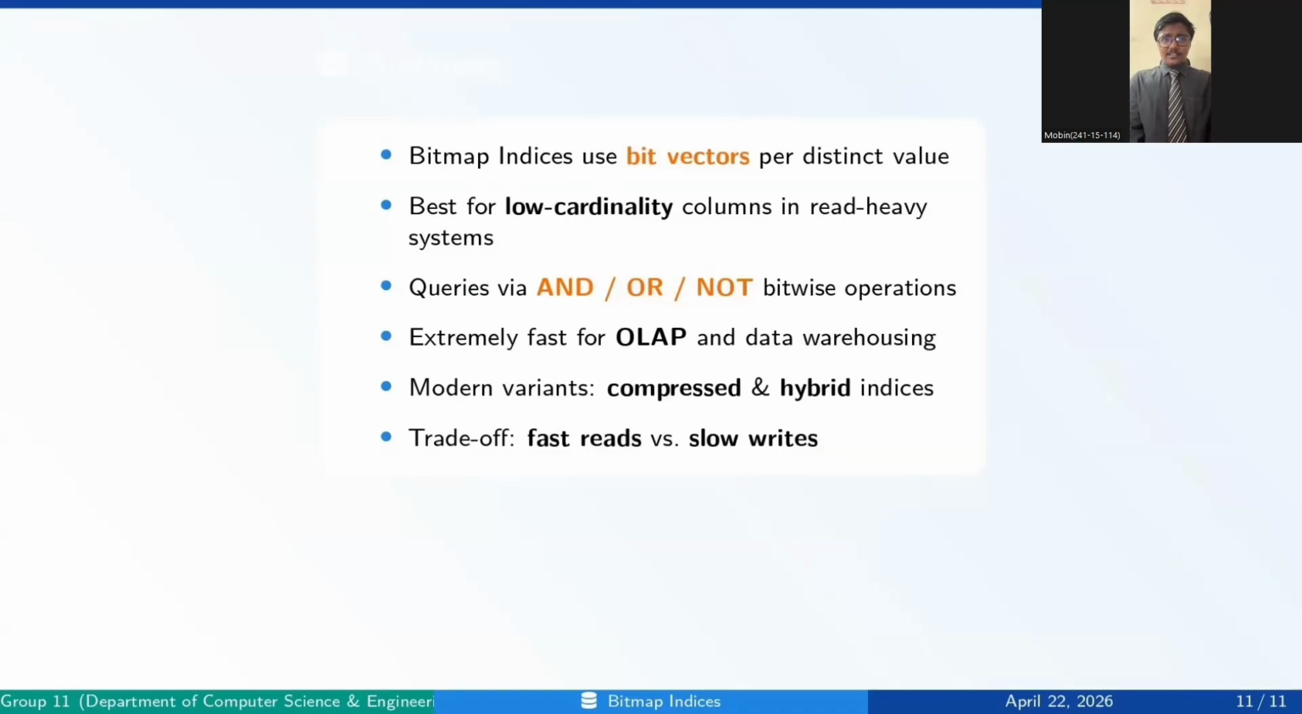Conclusion: bitmap indexes are perfect for read-heavy, low cardinality scenarios. They turn complex Boolean queries into simple bitwise operations. With compression and modern patterns like Roaring, they remain relevant for big data. Key takeaways: small footprint, lightning fast queries. That's all from my side. Thank you for your attention.